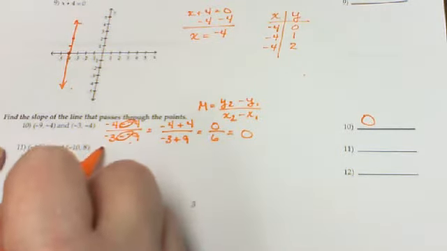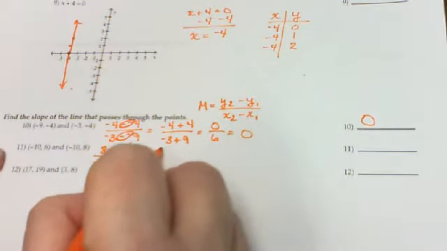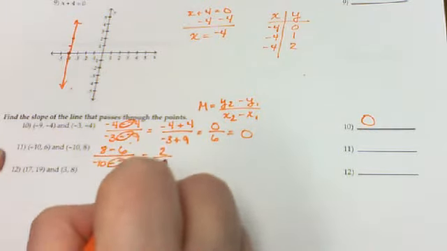For the next one, we have 8 minus 6 over negative 10 minus negative 10. Another minus and negative. 8 minus 6 is 2. Minus a negative is the same thing as plus, so negative 10 plus 10 gives me a 0 on the bottom. 0 on the bottom is always undefined. So that means we have an undefined slope.